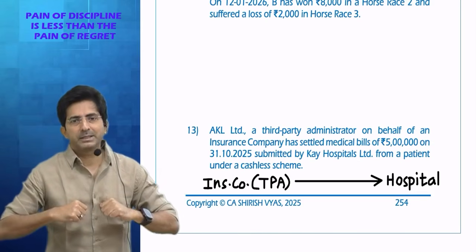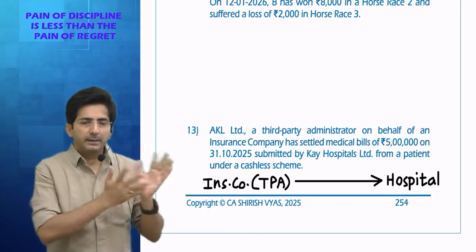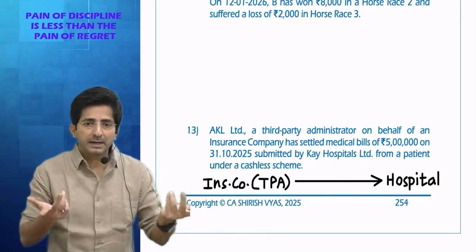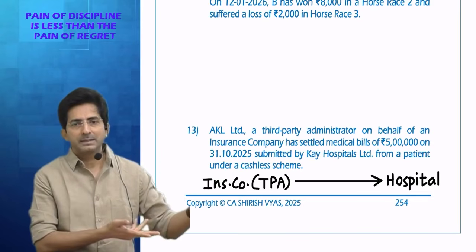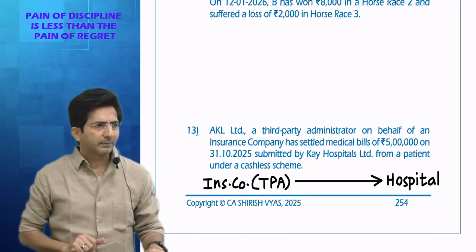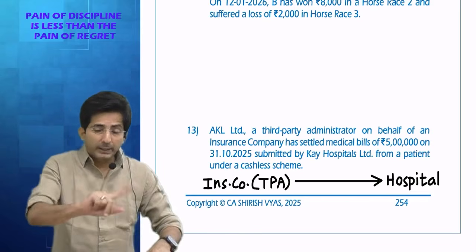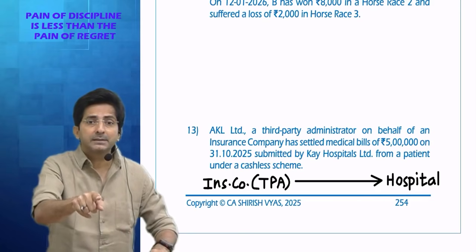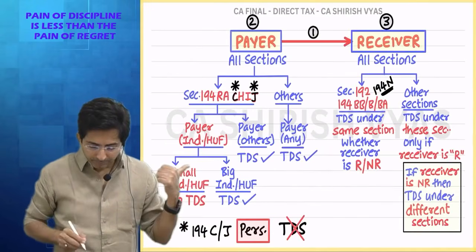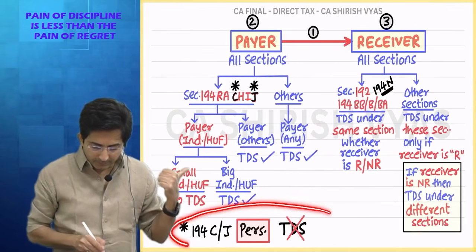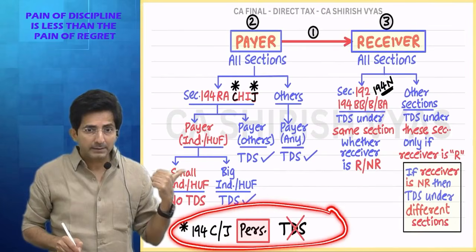For a patient, when he has to make the payment of a hospital bill, it's a personal transaction. Is it personal or not? When we get hospitalized, it is our personal matter. So if the patient had to pay the bill to the hospital, although it's a payment for medical service, this point should come to your mind. Which point? Under 194C and J, a personal transaction is not subject to TDS.